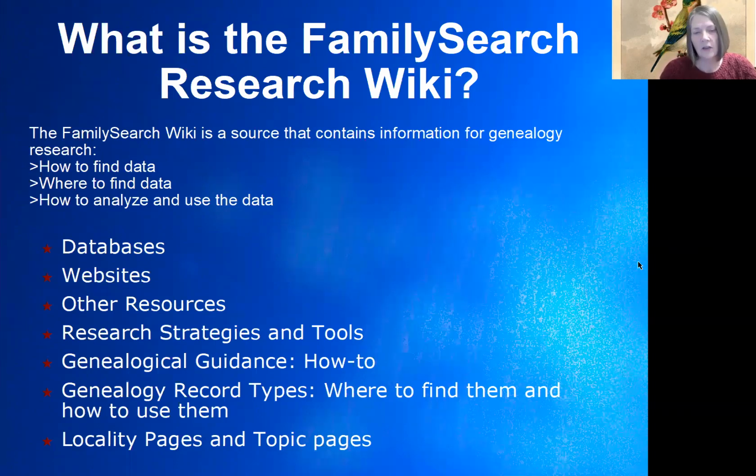There's genealogical guidance, how to do things. Those are kind of a tool as well, and strategies. Genealogy record types, we've already talked about those in a couple of other classes, where to find them and how to use them. And then locality pages and topic pages. So these are the different kinds of resources that are available for information.